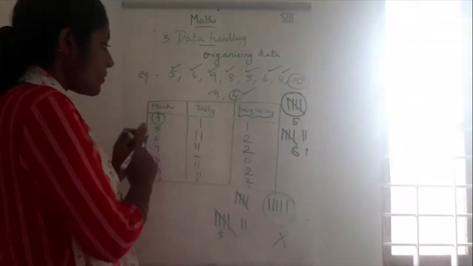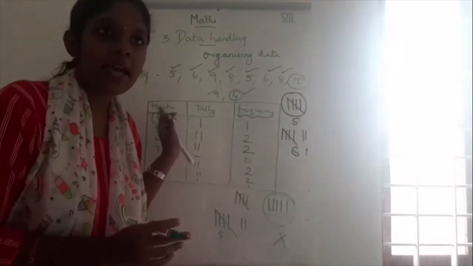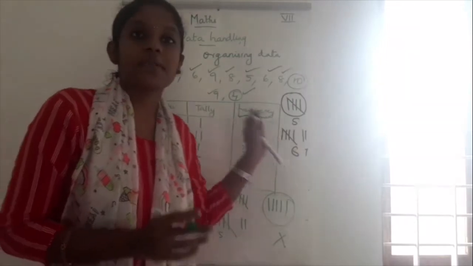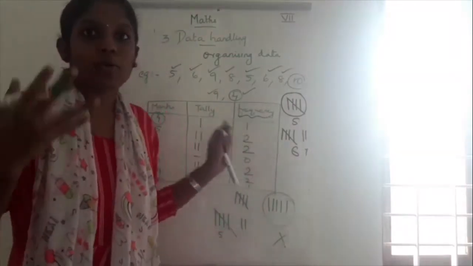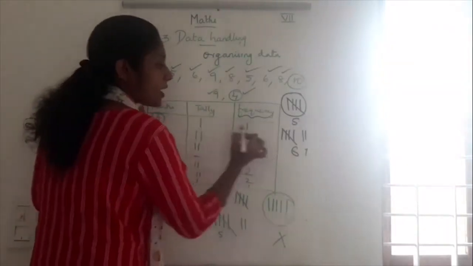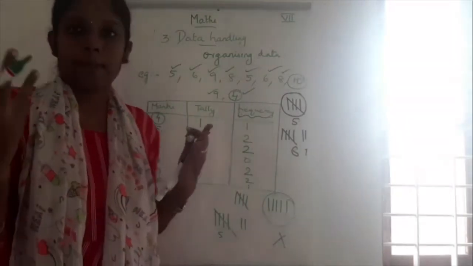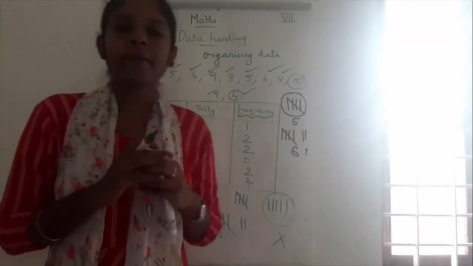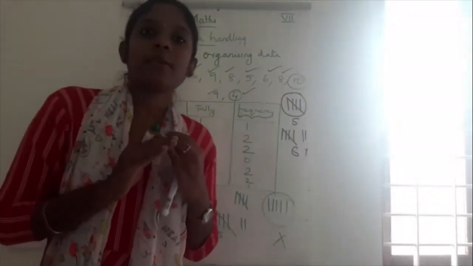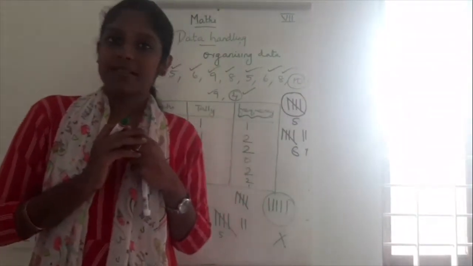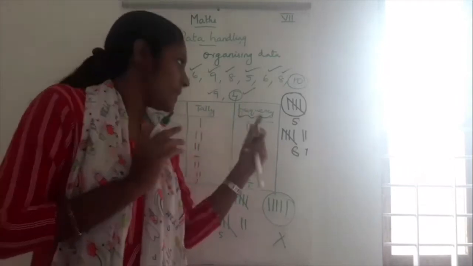Okay, so this is one way to handle data, that is we will write the data, that is observation here, we will write the tally and the frequency. Frequency is how many times, the number of times a data reoccurs. How many times the data has repeated, that is called as frequency. Okay, so hope this is clear for you. This is one way of handling data by tally marks and frequency. So keep in mind this is called tally marks, and also keep in mind what is frequency.